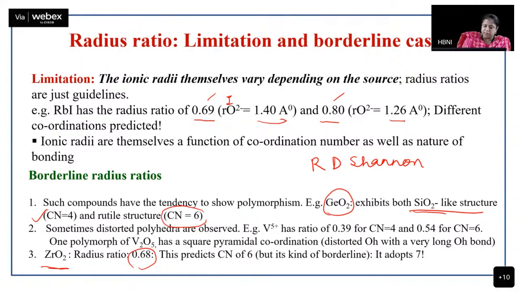So this particular radius ratio ideally predicts a coordination number of 6, but it is not happy in 6 because it is very big for being 6, and it cannot go to 8 because it is smaller for being 8. So it adopts a distorted polyhedra where the coordination number is 7. The room temperature monoclinic form of ZrO2 has 7 oxygens surrounding zirconium. That is not a regular polyhedra like a tetrahedron or an octahedron or a cube. All right.